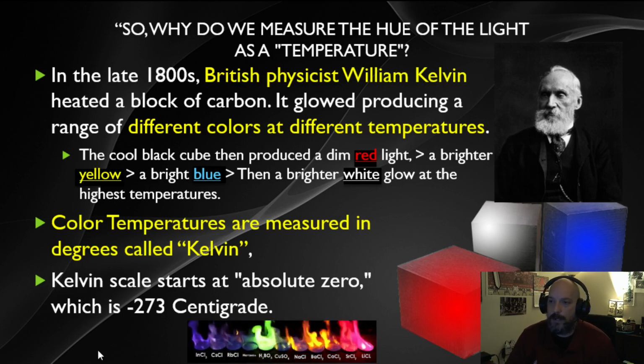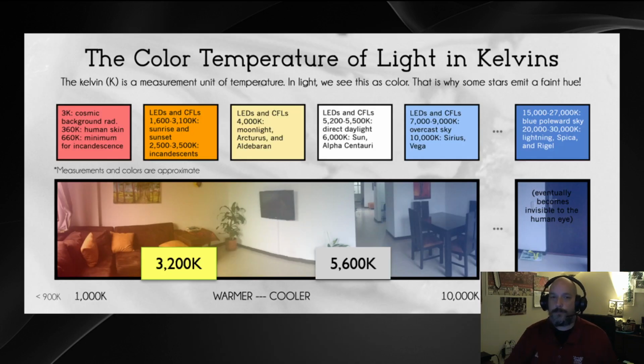With that, he was able to take this temperature scale and adjust it into colors. This is why we have color temperatures in light. If you're ever looking to get a new light bulb in the store, you're going to see things like daylight, warm light, soft light, and that's because they have different color temperatures.